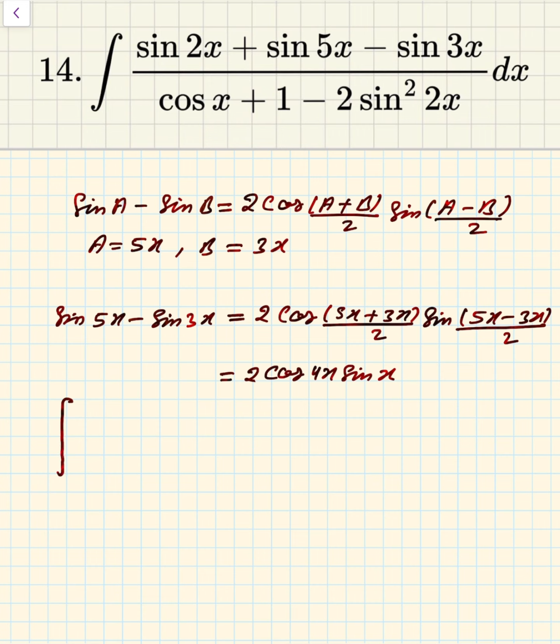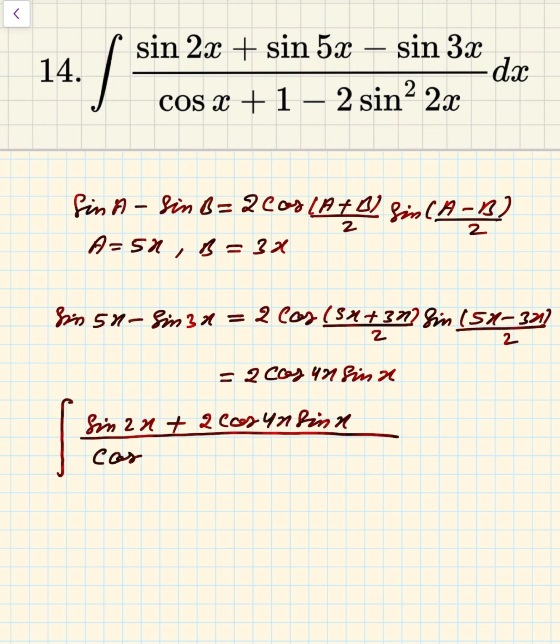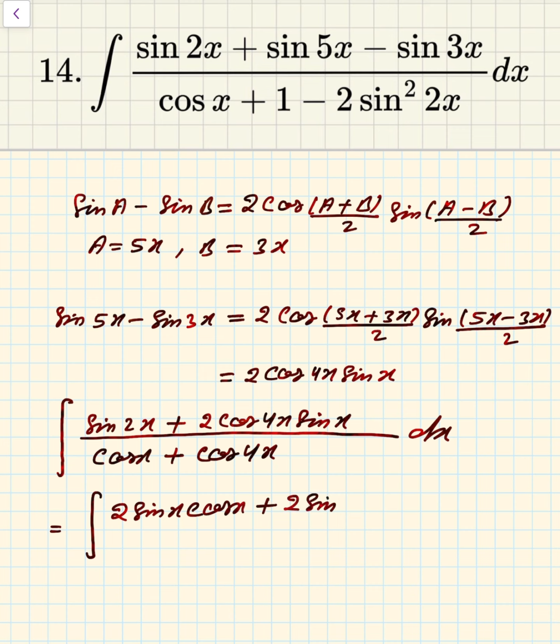Okay. So after that, sine 2x plus, that one is written as 2 cos 4x into sine x, that is cos x, and 1 minus 2 sine square x is written as, that is cos of 4x, dx. Clear? Now after that, sine 2x is written as 2 sine x into cos x. Here 2 sine x into cos of 4x whole divided by cos x plus cos 4x, dx.